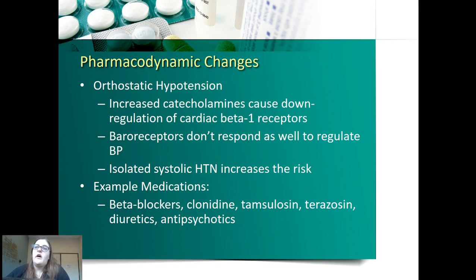Now, there's a lot of medications that can cause orthostatic hypotension. Beta blockers are much more prone to it in older adults, especially at higher doses. Clonidine, Flomax, tamsulosin, terazosin, which is like the older version of Flomax, any diuretic because you're making the patient even more dehydrated, and then antipsychotics.